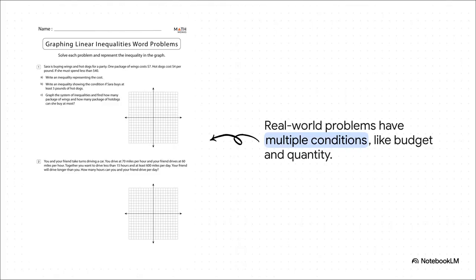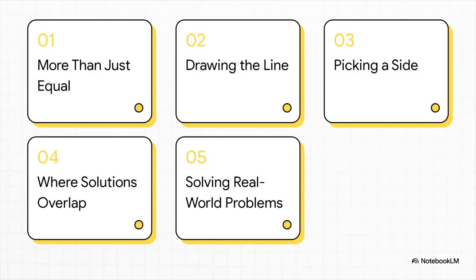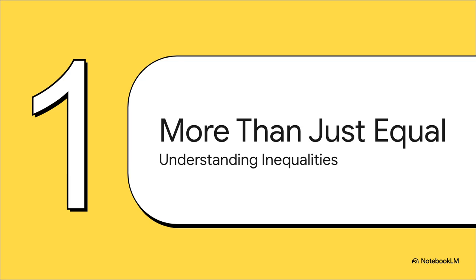So, to make this super clear, we're going to follow a real-world problem. A photographer named Christy, who's trying to figure out what photos to sell at a fair. It's the perfect way to see how we can turn a bunch of constraints into a clear, visual game plan. Okay, here's the plan. We'll start with what makes inequalities different. Then we'll get into how to draw the boundary line and shade in the right area. After that, we'll see the magic happen when these areas overlap, and finally, we'll put it all together to solve Christy's problem.